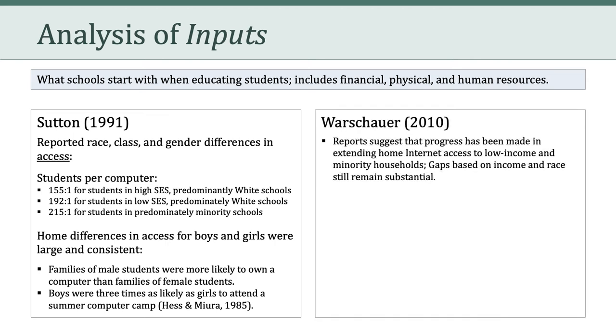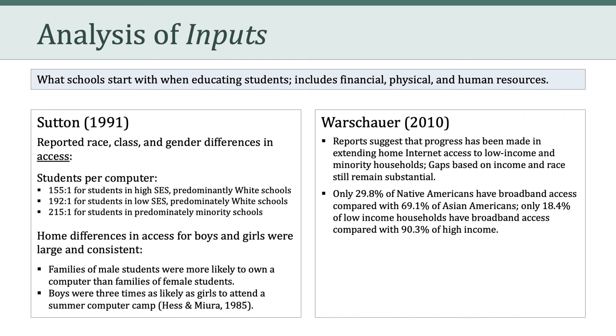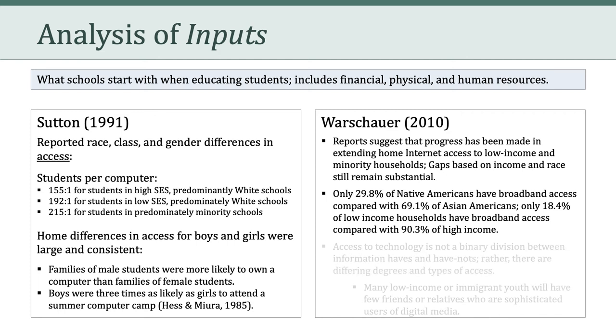Well, he and his colleagues reported that progress has been made in extending home internet access to low-income and minority households. However, gaps based on income and race still remain. He also reported that around 30% of Native Americans have broadband access compared with 69% of Asian Americans, and only 18% of low-income households have broadband access compared with 90% of high-income households.